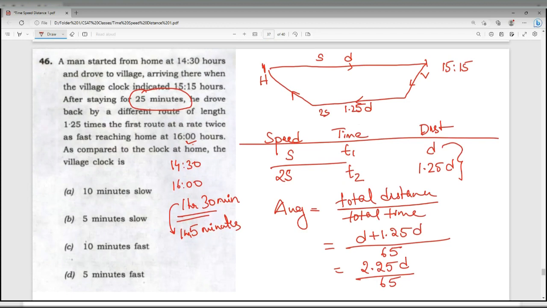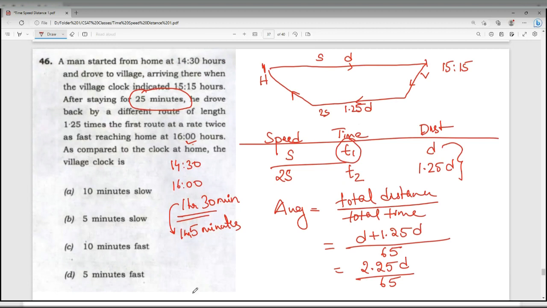And the thing is, we need to calculate the exact time that he has taken from this T1. We need to calculate this T1. And once we calculate this T1, we can find out the difference between this clock and that clock.